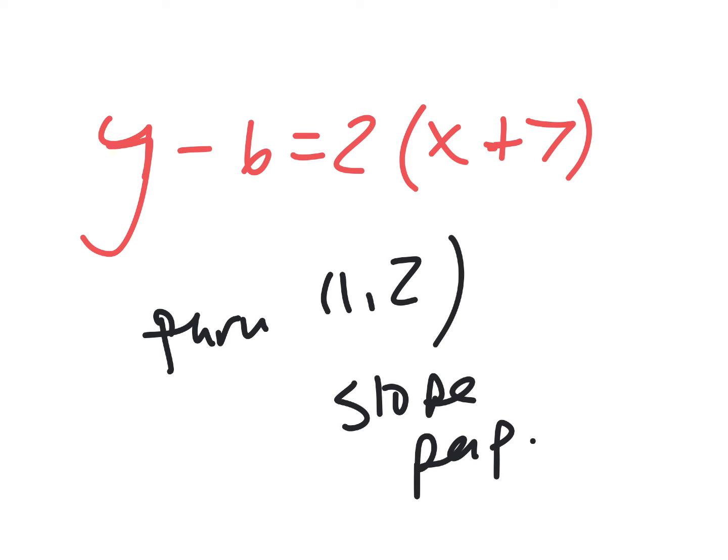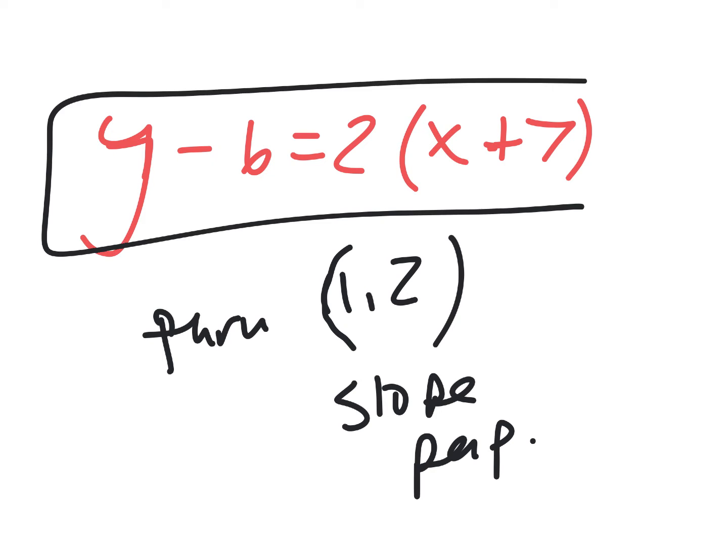Write me an equation of a line that goes through 1 comma 2 and has a slope that's perpendicular to this one. Try it. You should be able to do it. Hint, y minus y1 equals m times x minus x1 is your friend. That's the key equation for today. y minus y sub 1 equals m times x minus x1.